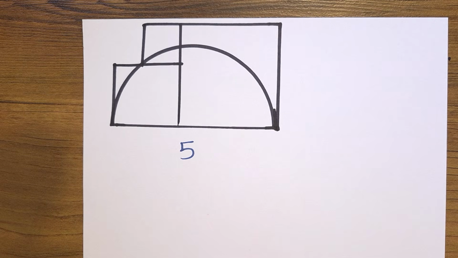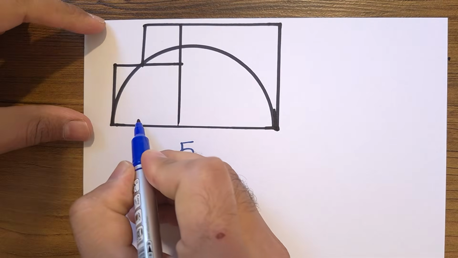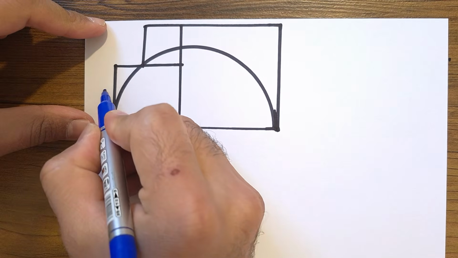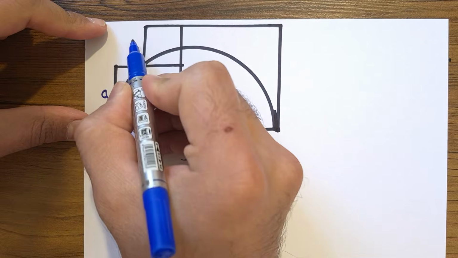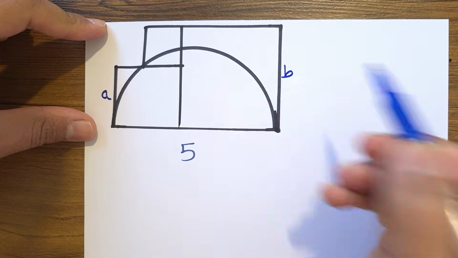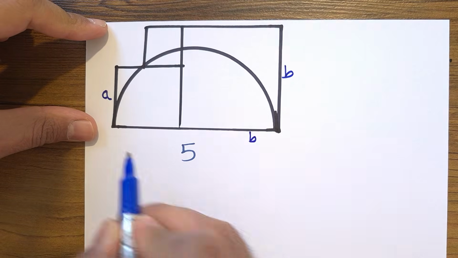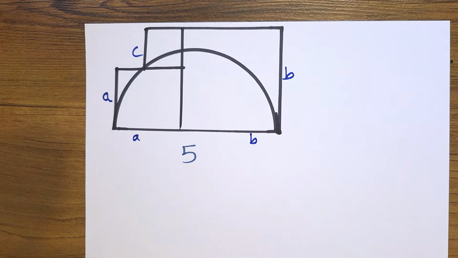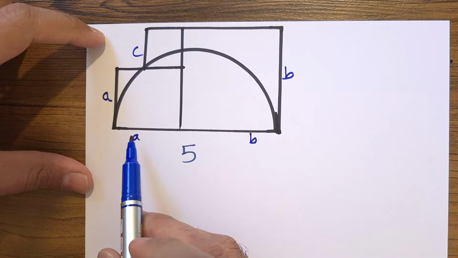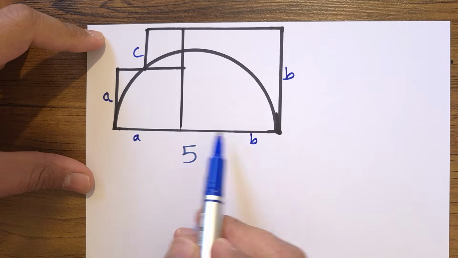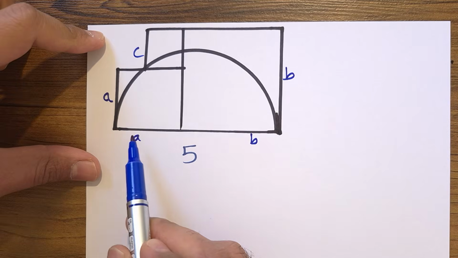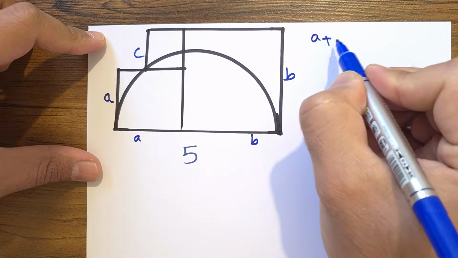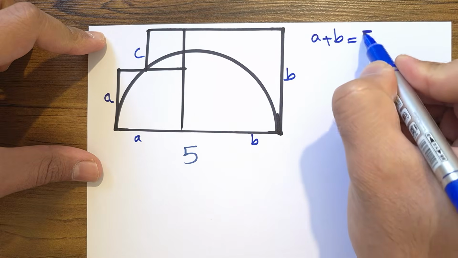together. So let's start. Let's draw some names and elements so we can easily refer to those. The side of this square is A, the side of this square is B, and this is also B, for example. This is also A. The side of this square is C. And the diameter is A plus B, obviously, right? So we can say that the side A plus the side B equals 5. So that's our first relationship.